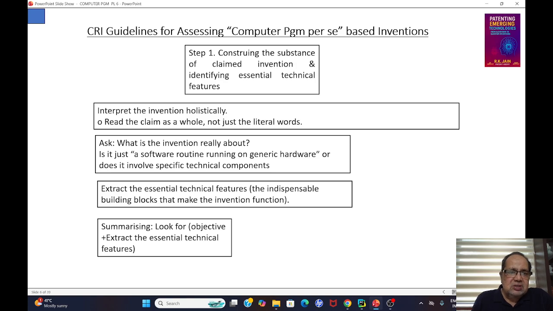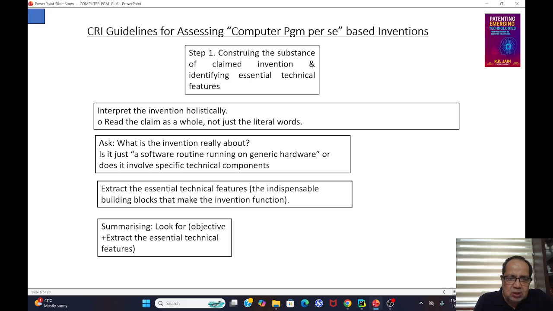So let us first see what is the structured approach which has been prescribed by CRI guidelines for assessing computer program per se based inventions. These guidelines prescribe a four-step method. The very first step is construing the substance of the claimed invention, identifying essential features. What this step primarily means is that you construe the substance of the claimed invention holistically, not carried away by the verbatim which has been used therein.